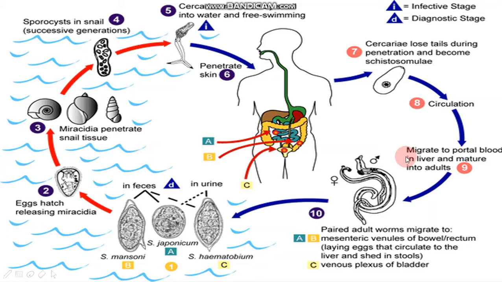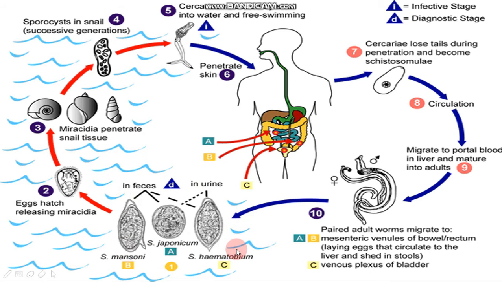So let's proceed to the life cycle of the Schistosoma. As you can see, there are three types of species or eggs presented in the life cycle. We have the egg of the Schistosoma mansoni, the Schistosoma japonicum, and the Schistosoma haematobium. Under this life cycle, these three eggs are considered the diagnostic stage for the Schistosoma species.